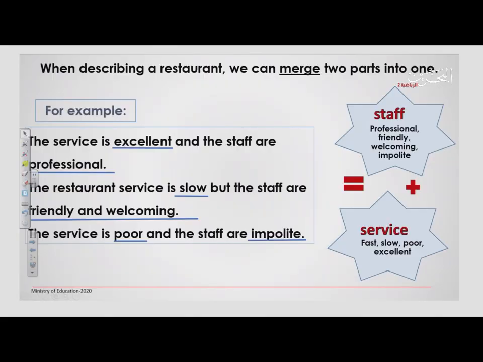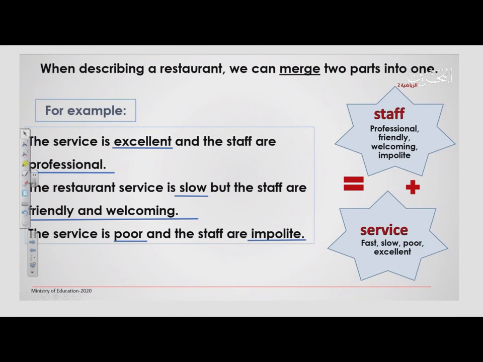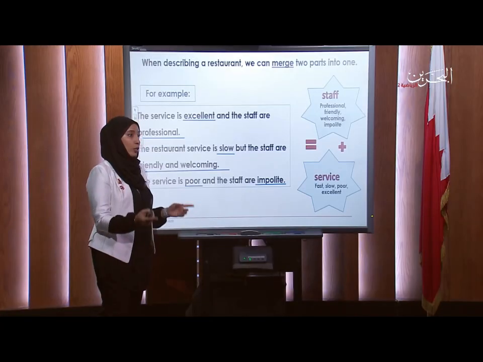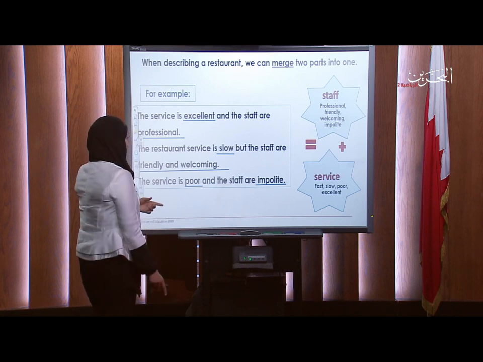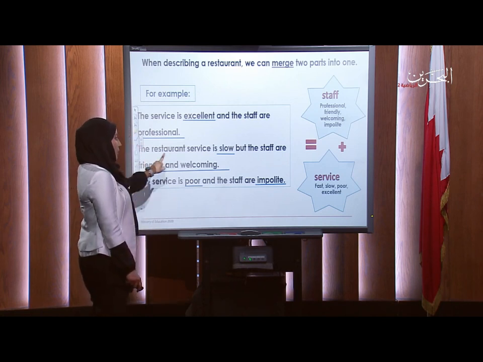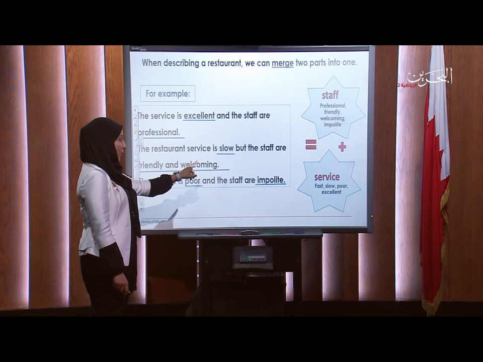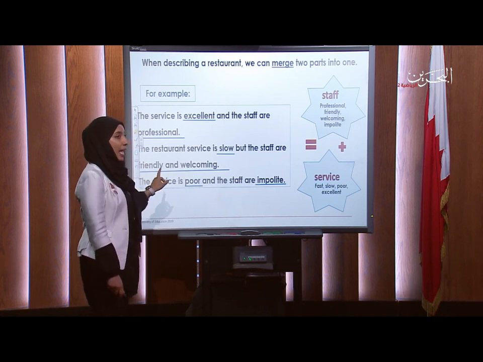Which means that if we are going to use the word and, make sure it's either positive, positive, so the service is excellent and the staff are professional, or negative, negative. The service is poor and the staff are impolite. But if we're going to use one positive and one negative, we say the restaurant service is slow, but the staff are friendly and welcoming. So we use but when we have one negative and one positive.